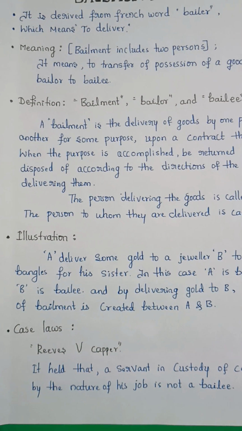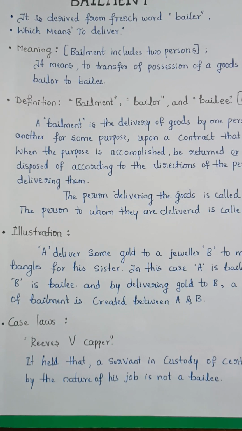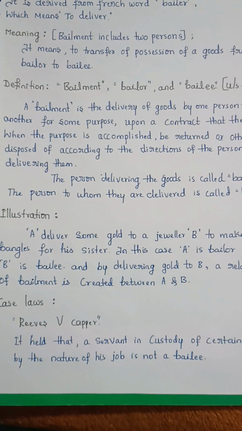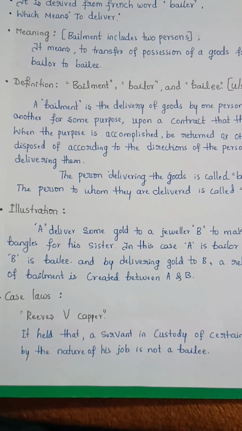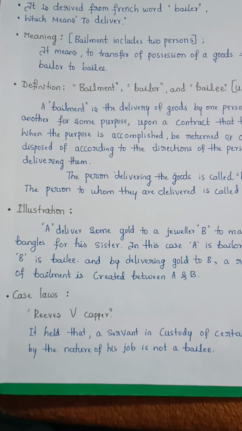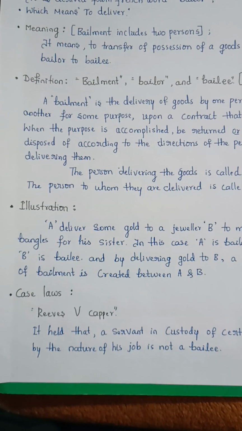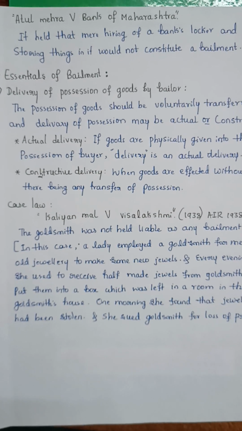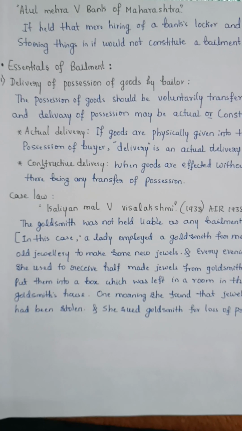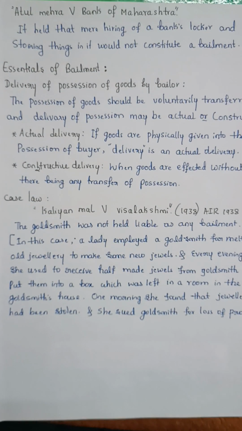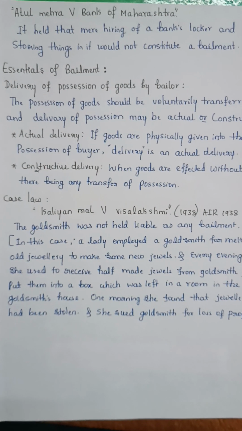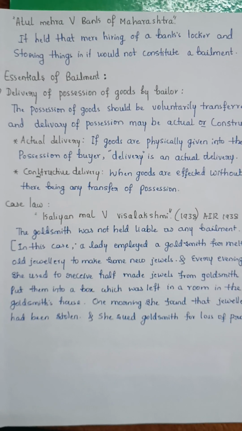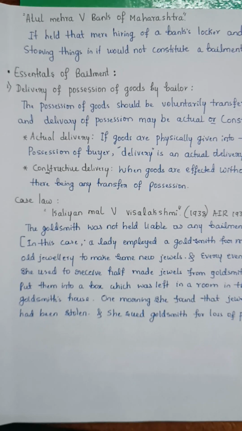And let us see the case law relating to bailment. Reeves versus Capper. In this case, the court clearly held that a servant in custody of certain goods by the nature of his job is not a bailee. And another case law, Atul Mehra versus Bank of Maharashtra. In this case, the court held that mere hiring of a bank locker and storing things in it would not constitute a bailment. So it clearly held that it is not considered a bailment.